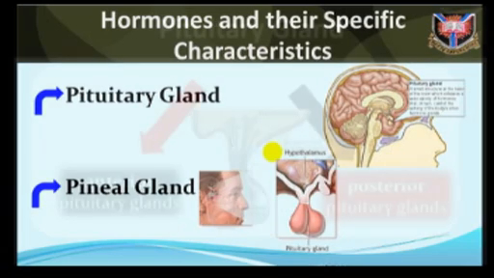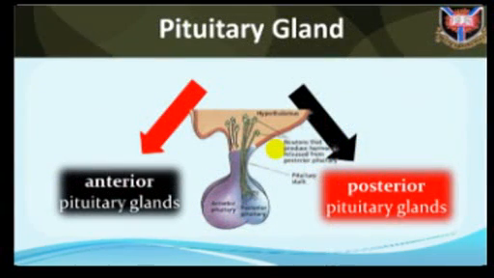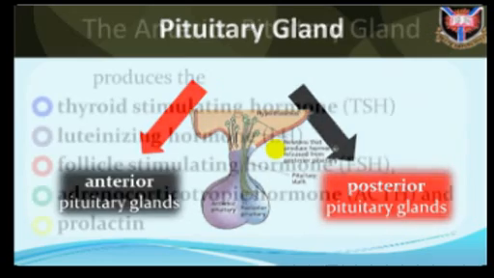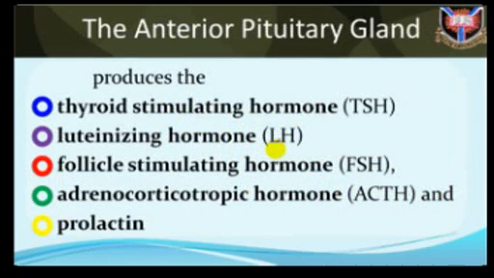Anterior pituitary gland. The anterior pituitary gland produces the growth hormone, the thyroid stimulating hormone (TSH), the luteinizing hormone (LH), the follicle stimulating hormone (FSH), the adrenocorticotropic hormone (ACTH), and prolactin. The functions of these anterior pituitary gland hormones are as follows.